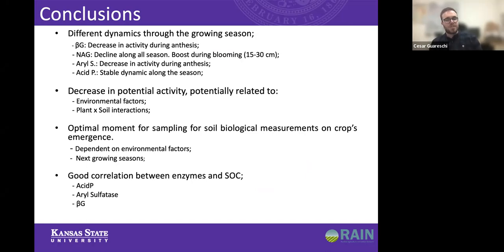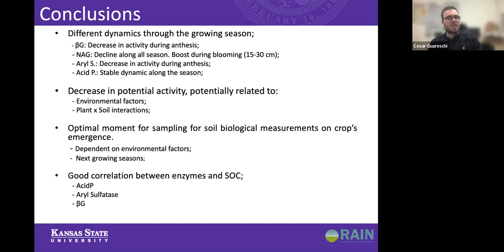And this decrease in potential activity for some enzymes during the growing seasons can be related to environmental factors and plant-soil interactions. We know that the enzymes and biological factors in the soil are really sensitive to environmental factors. And the optimal moment for sampling for biological measurements may be crop emergence, but it will depend on environmental factors in the next growing season that will be analyzed.